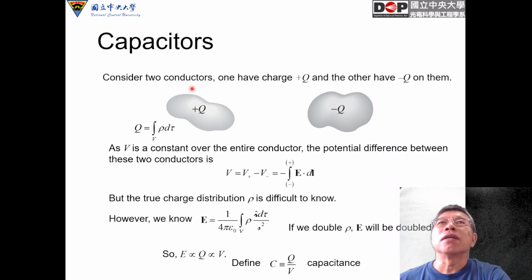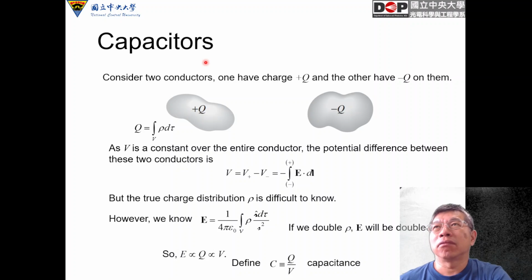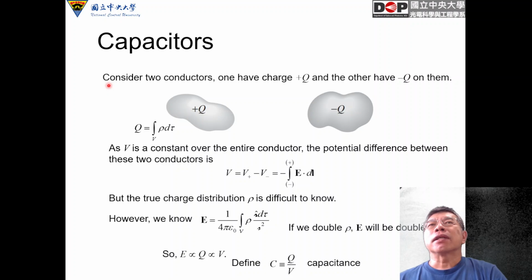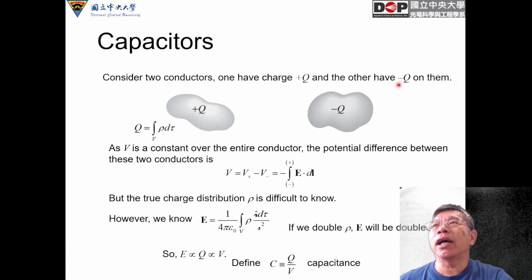Okay, capacitor. Capacitor is very important because we use it in circuitry experiments, and we rely on capacitors to do a lot of electronic things. It's probably the most common electronic element we use. A capacitor can do a whole lot of things, but now we just discuss the property of it. So consider two conductors. One has charge Q and the other has negative charge Q.